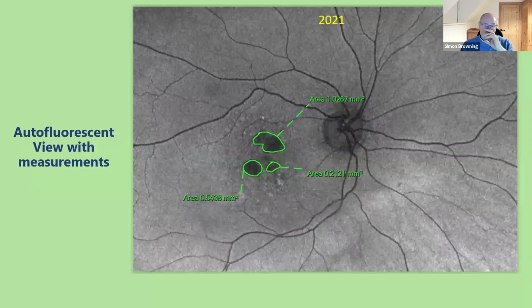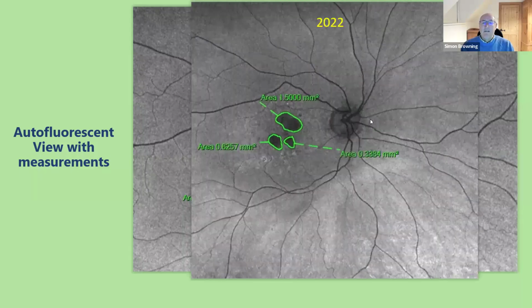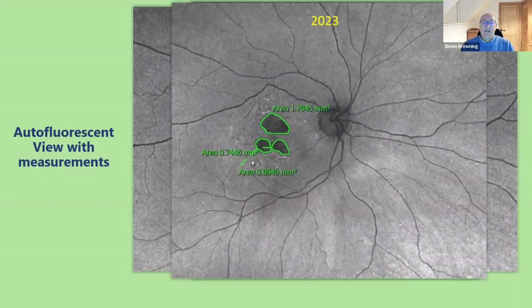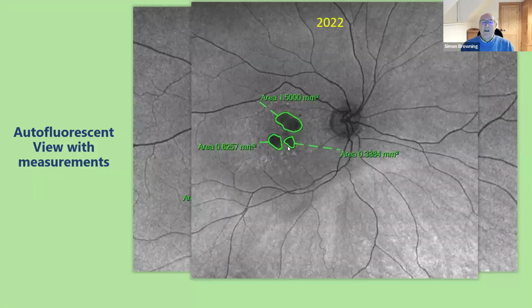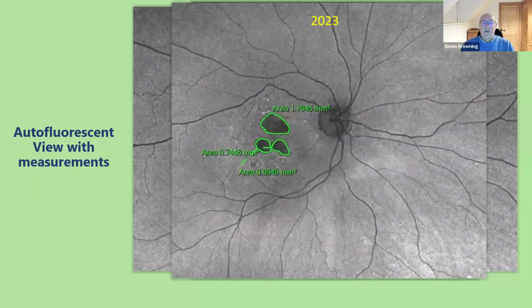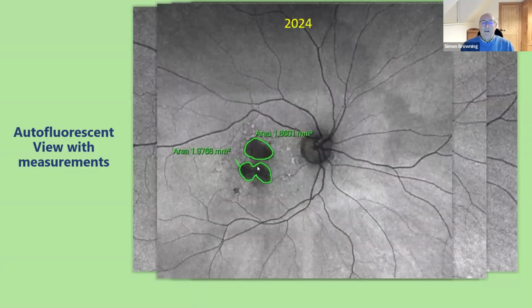And you can see here a set of images. Because the geographic atrophy is so well defined in autofluorescence, you can very easily measure these areas. So this is 2021, and you can see how the area increases year on year. And you can see how these two distinct areas develop out. And eventually by 2024, have increased, and this area was about 1.0 something, and it's about 1.86 now.